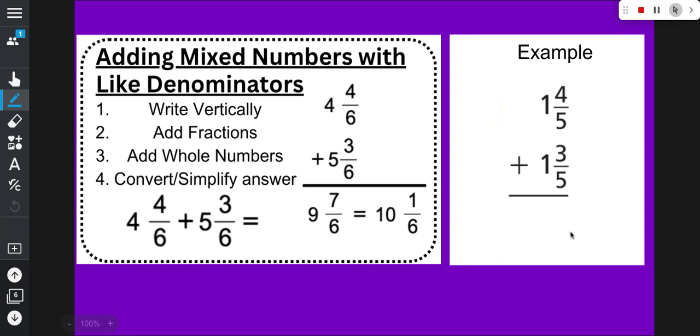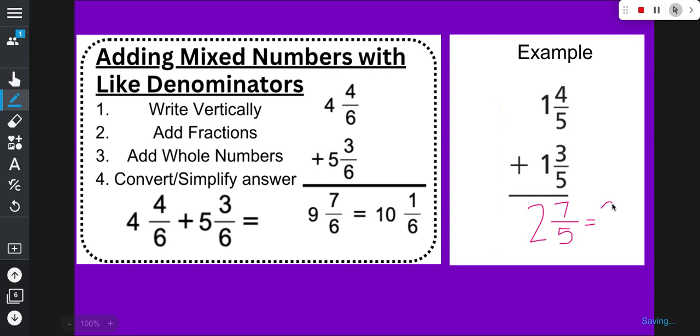Let's give our example a try. If I have 4 plus 3, I have 7, and I leave the bottom the same. Then whole numbers, I have 1 plus 1 is 2. So that's an improper fraction. We're going to convert it.